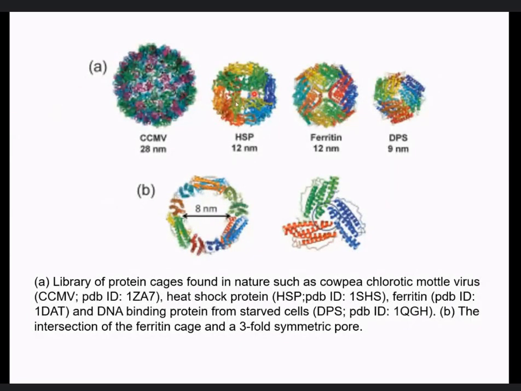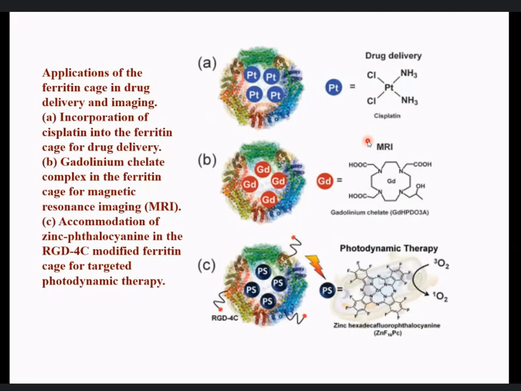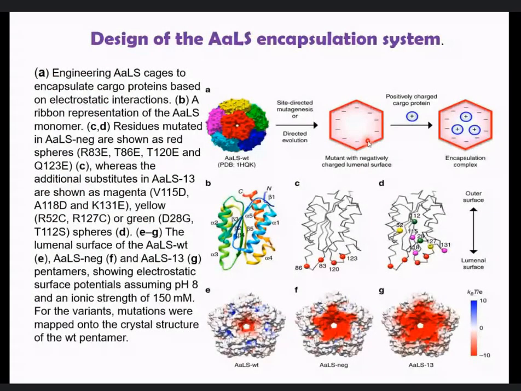Lots of cage proteins are there, with dimensions of this type, and you can see lots of materials can be incorporated for imaging purposes, photodynamic therapy, as well as MRI and drug delivery. I'm not going into details of this.